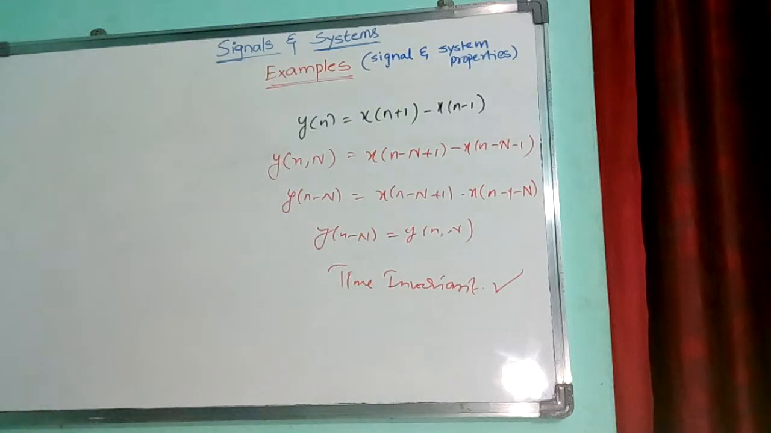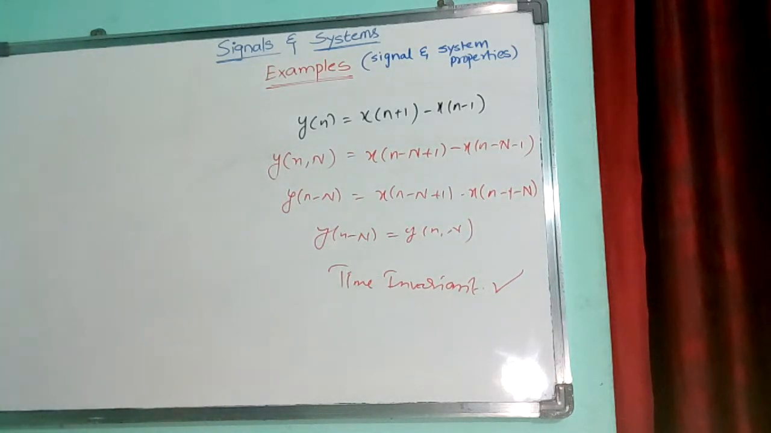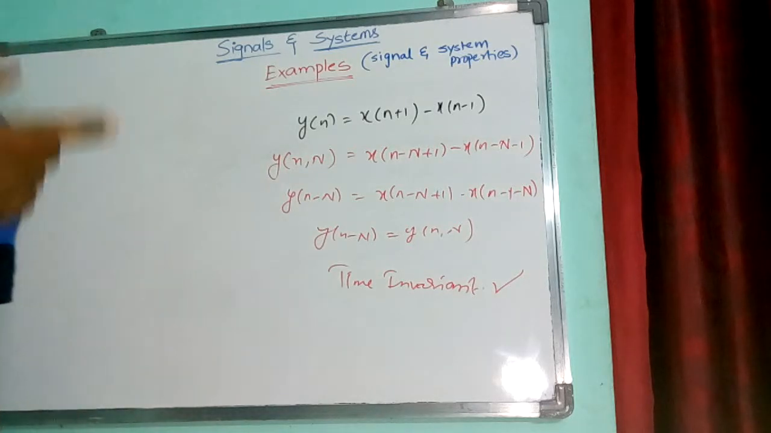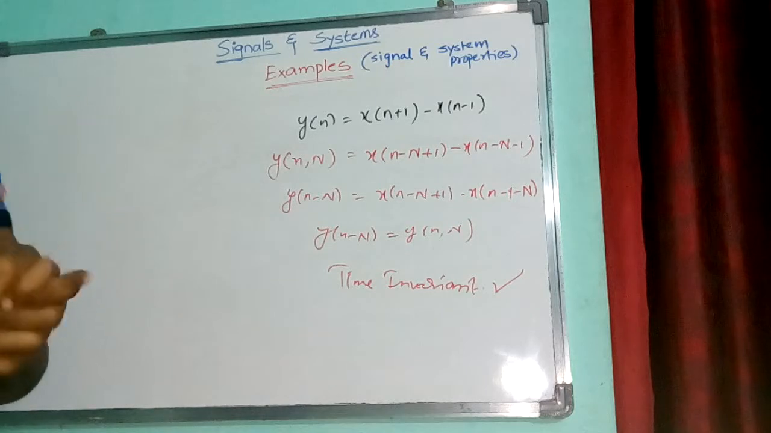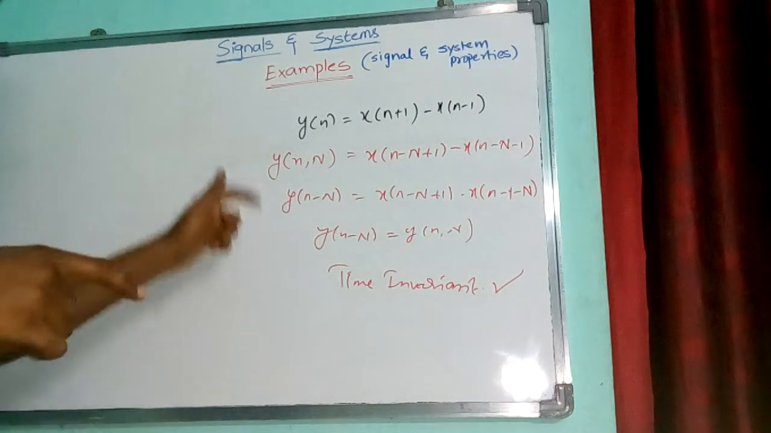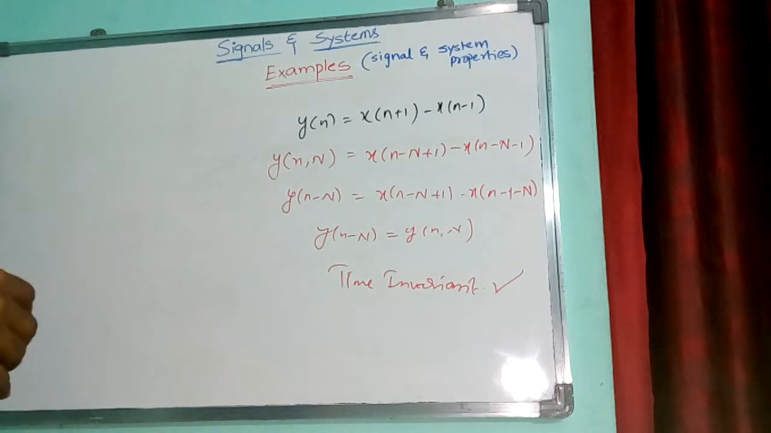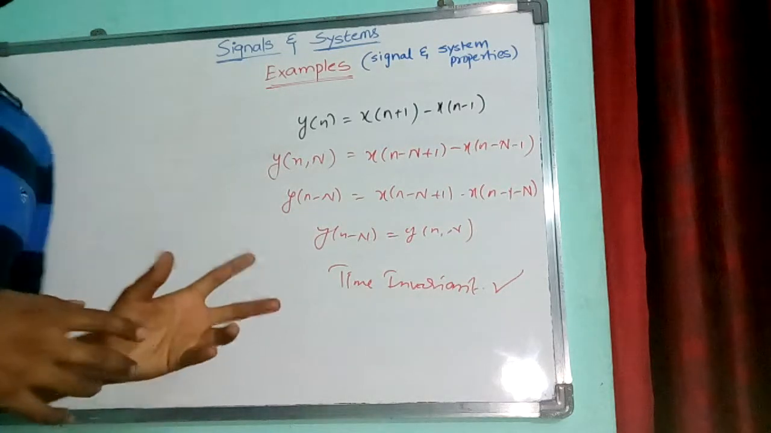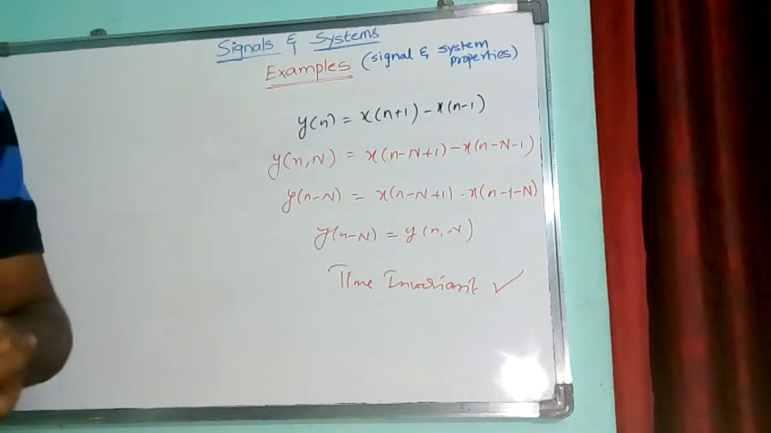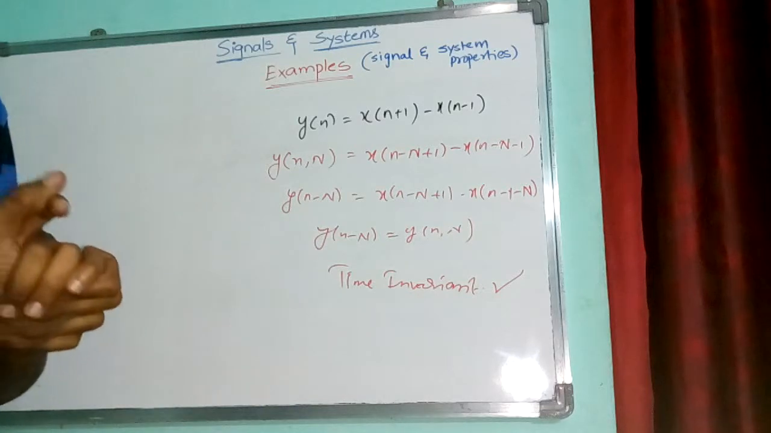Okay friends, so these are the examples related to signals and system properties. If you have any questions regarding any signals and system properties, you can give the signal in the comments box. I'll try to solve it and send it to you. And these are the basic types of signals and system properties we have. In the later lectures we'll see what the linear time invariant systems are and their properties.